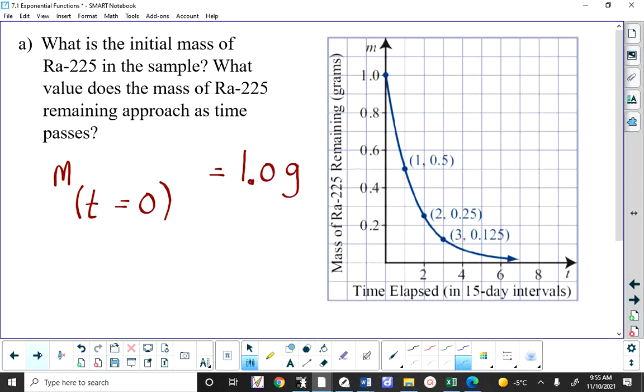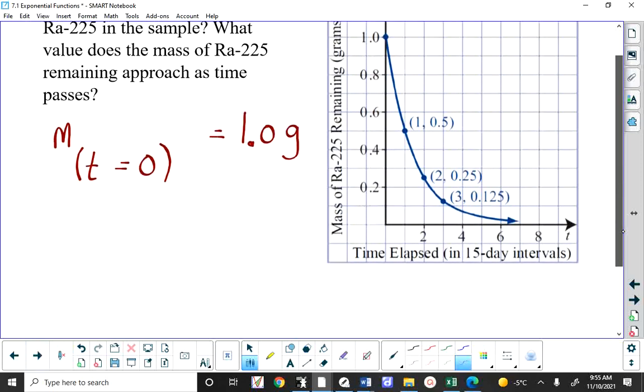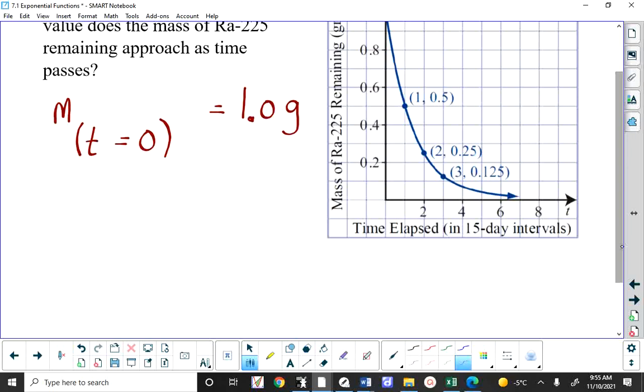What value does the mass approach as time passes? So I'm going to write this in a different way just for my calculus students because you're going to see this notation a lot. The second part of this question says, as t gets big, what happens to the mass? That's just another way of saying that second part of the question. What will the mass approach as time goes on? Well, it's going to approach 0.